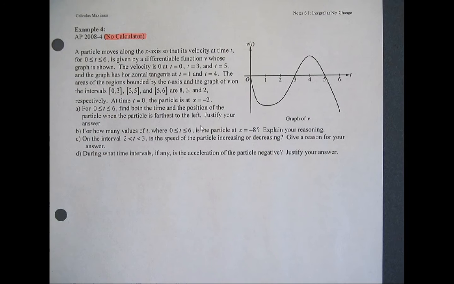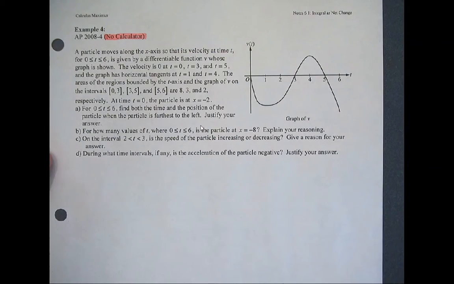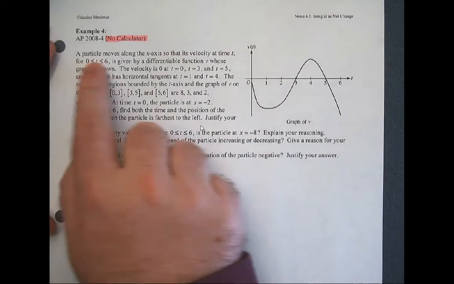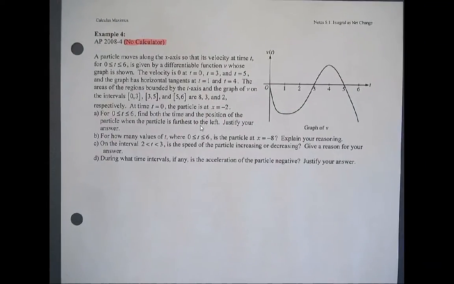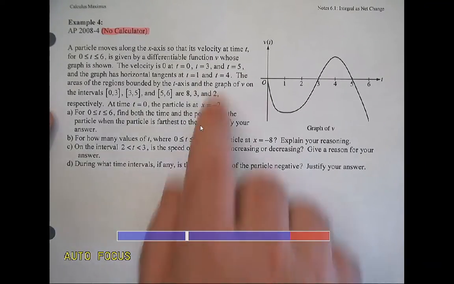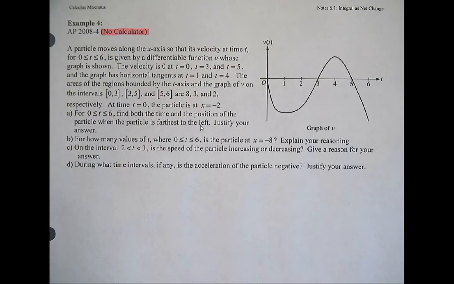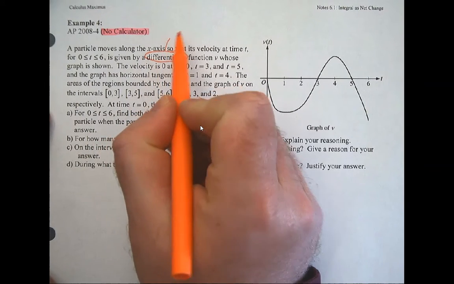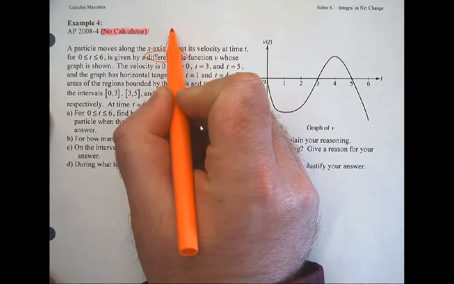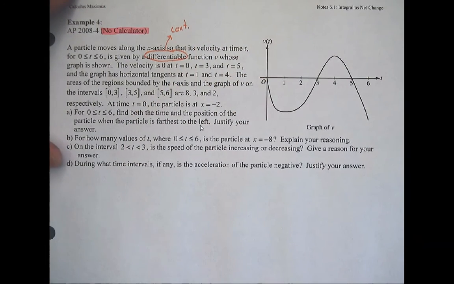Good news is it's talking about a particle. So I like that. What are some things that we notice? Our particle moves along the x-axis, so its velocity for time t from 0 to 6 is given by the differentiable function. There's a hint. If our function is differentiable, then it must be continuous. So that's implied.